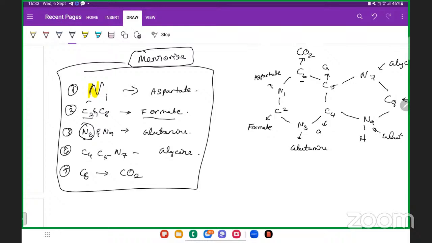Can you represent this in your exam, guys? I hope that you can represent the purine structure with these 5 points. Once you understand the purine structure, everything becomes easy. What is that everything? I'll tell you.